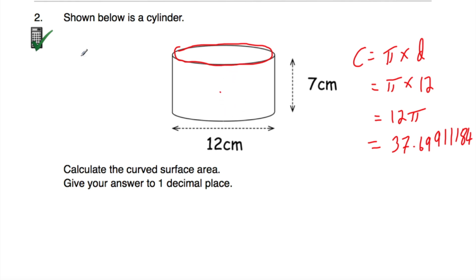Now, if we want to find the area of that curved face, remember, if we cut it vertically and roll it out as a rectangle, where the length of the rectangle is the circumference, then we just need to times it by the width of the rectangle, which would be 7. So we just need to do 37.699111184 times 7. Or you could just do 12 pi times 7. Some people just like using it in terms of pi and then changing it to a decimal number at the end.